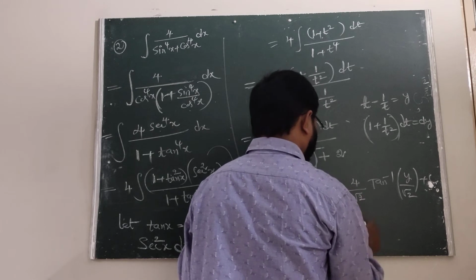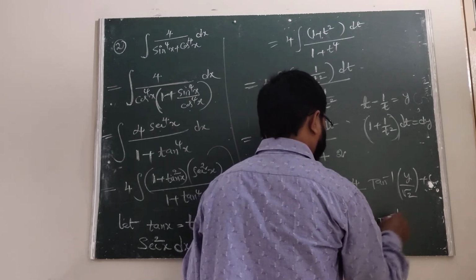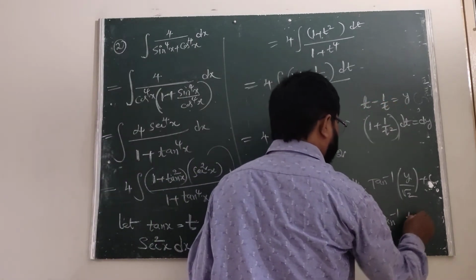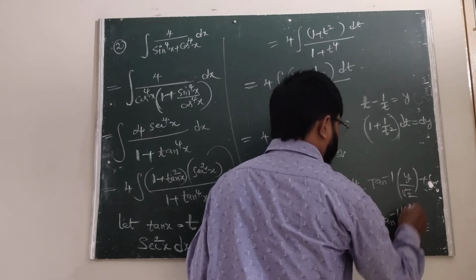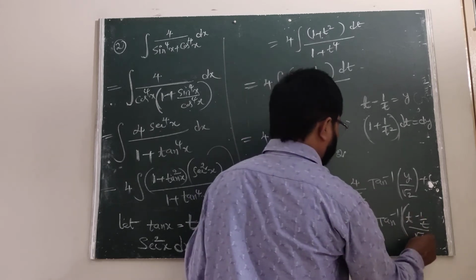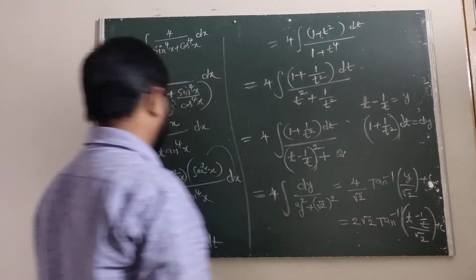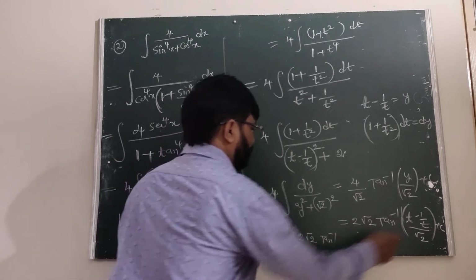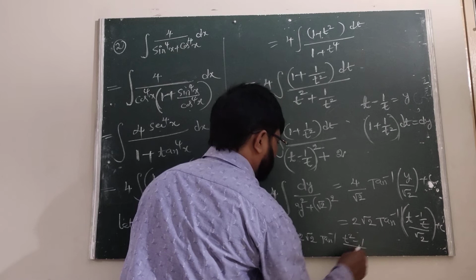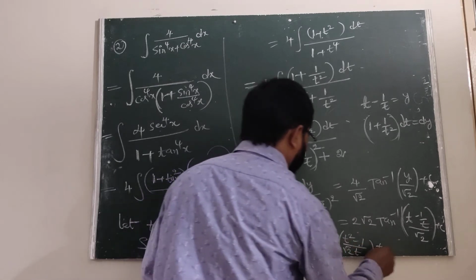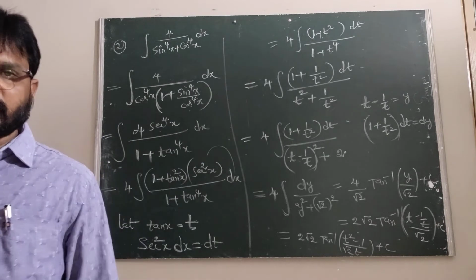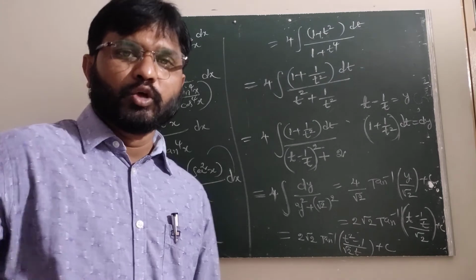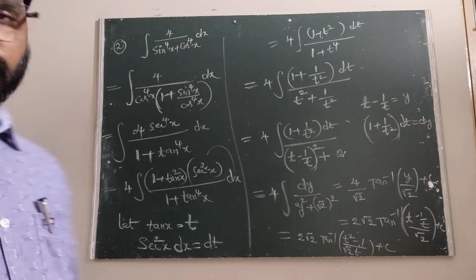Now this is 2 into root 2 tan inverse of, what is y here? y is t minus 1 by t, a is root 2, plus c, where t is tan x. Therefore, this is 2 root 2 tan inverse of t square minus 1 by root 2 into t, where t is tan x. That is 2 root 2 tan inverse of tan square x minus 1 upon root 2 into tan x. Is it clear?